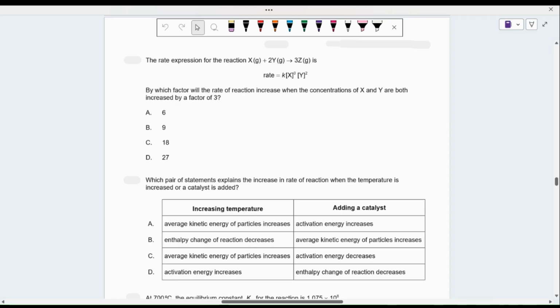Welcome to part 2 of November 2017, paper 1, higher level. We are on question 21.